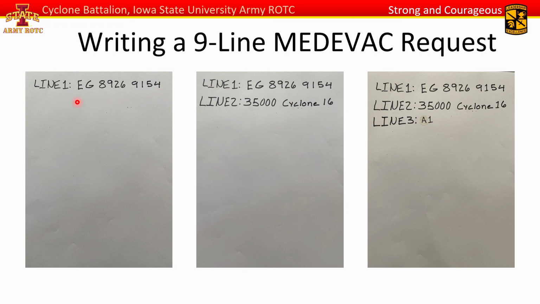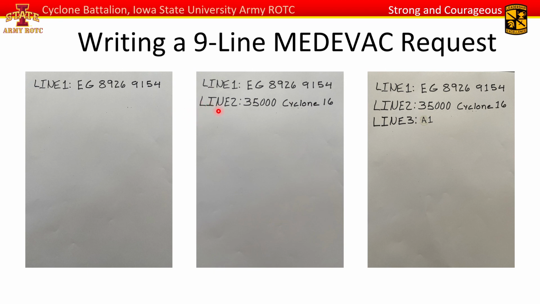So we have Echo Golf 8926 9154. So depending on how strict you are when you're being assessed with this, they might have you use the numbers specifically. So 9 would be Niner, 4 is more like Fower, and then 5 is Fife. So it just makes it a little more abrupt, a little more clear. That way you can get these transmitted clearly and quickly. So we'll move on from that, and we'll do that as close to realistically as possible for this situation.